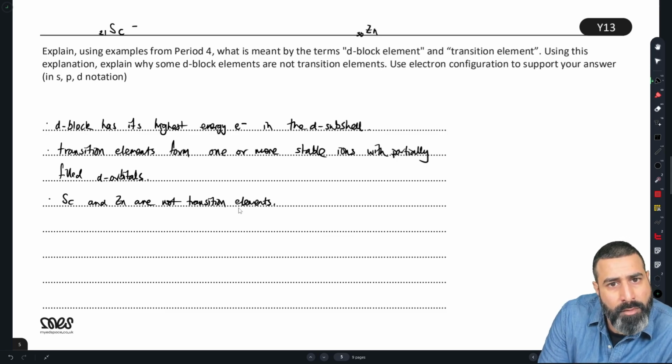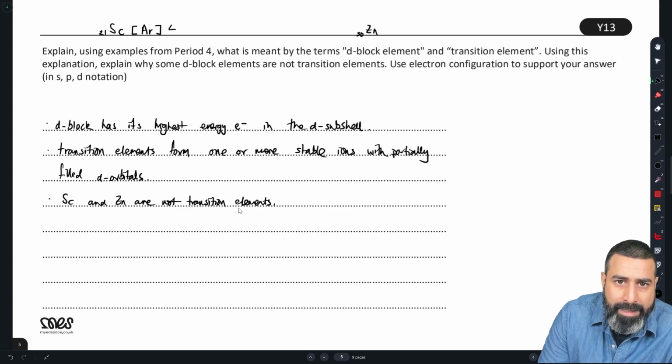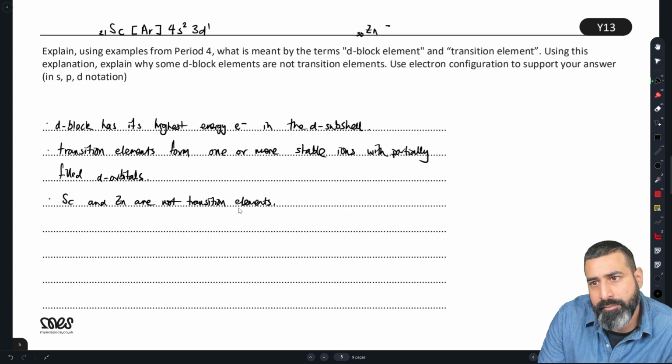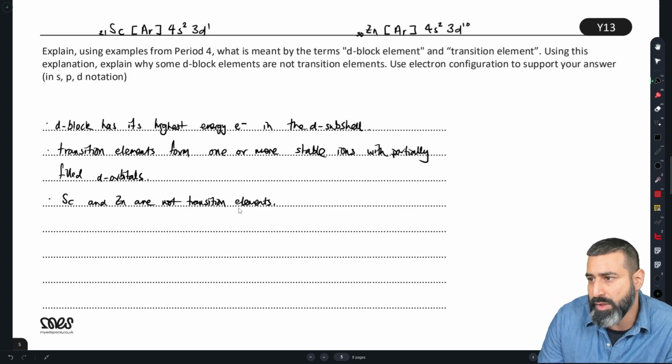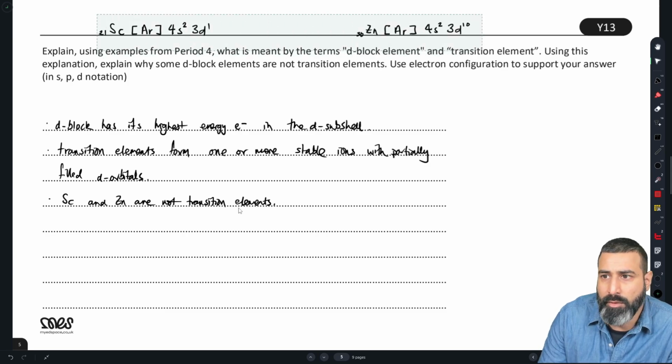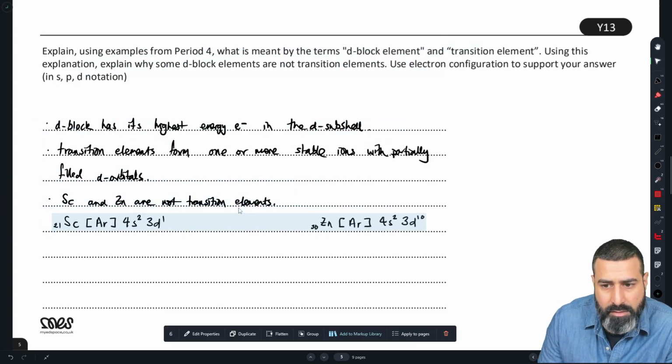So here's argon, so that accounts for 18 electrons. So now we're going to go 4s and 3d. So scandium is 4s2, 3d1. In zinc, core electron configuration of argon, then 4s and then 3d. So that's 3d10, 4s2. Okay, so here are the electron configurations.